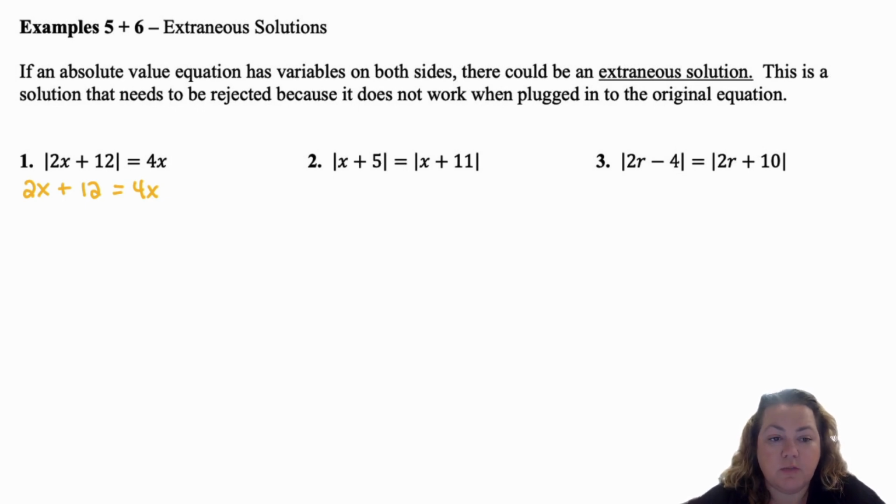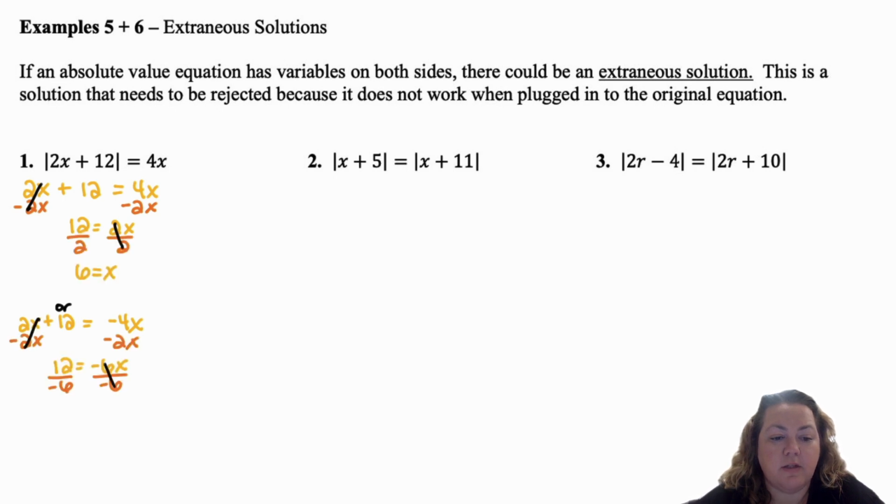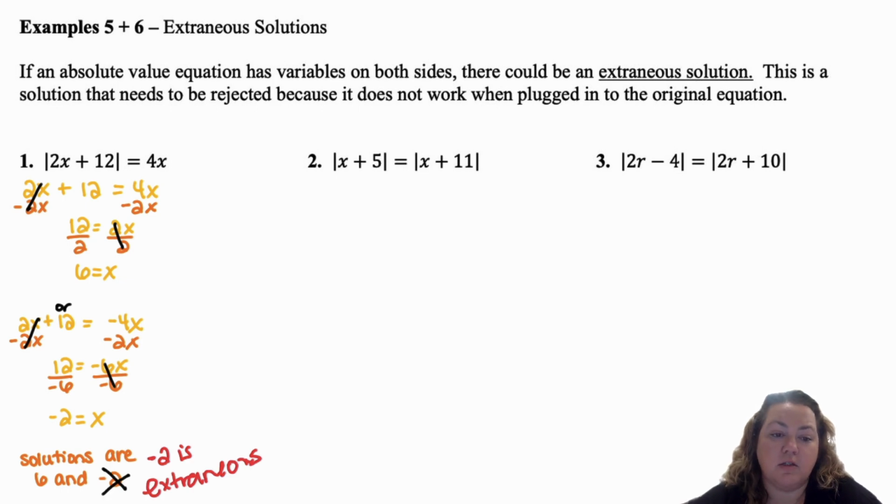So 2x plus 12 equals 4x, and 2x plus 12 equals negative 4x. I want to get the x's to one side and solve for x. I get x equals 6. On the other one, when I solve for x, I get x equals negative 2. So here are my solutions, but if I plug them back in, negative 2 is an extraneous solution.